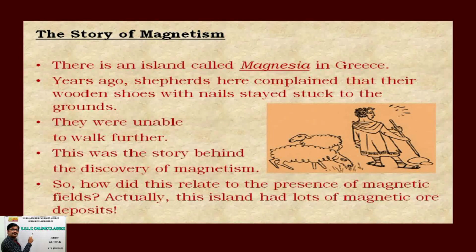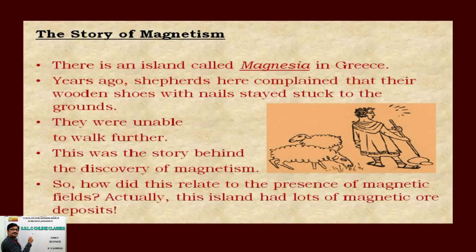So let's take the story of magnetism. So how did magnetism occur? There is an island called Magnesia in the country of Greece. Years ago, shepherds here complained that their wooden shoes with nails stayed stuck to the ground. By that, they were unable to walk further. So this was the complaint made by the shepherds in that region.